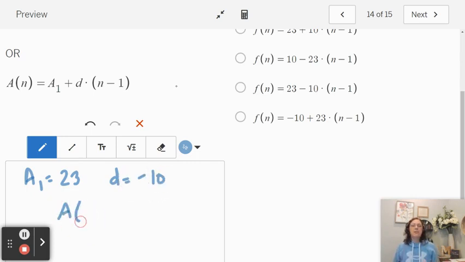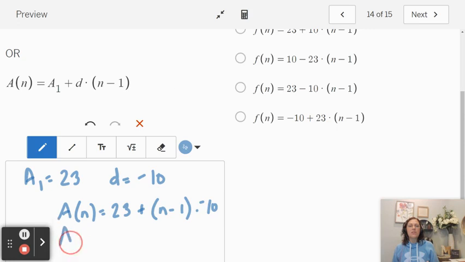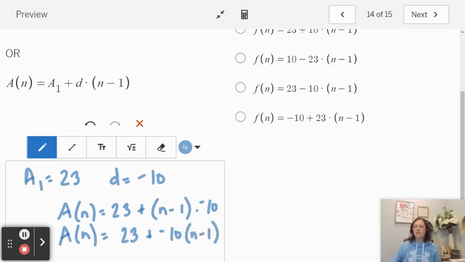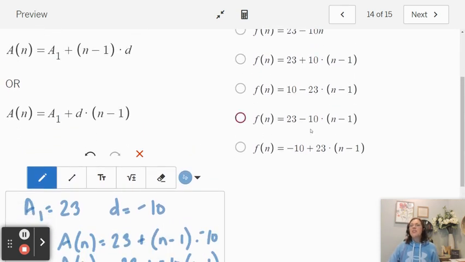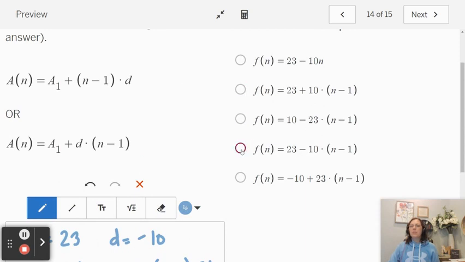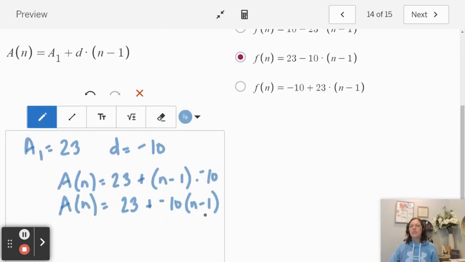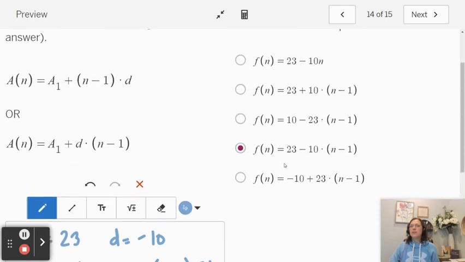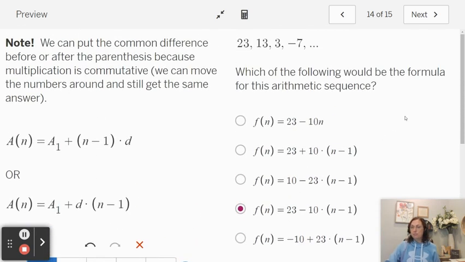Now, previously, we would have written that as the 23 plus the parentheses n-1, and then we would have multiplied by negative 10. What we're saying now is, hey, you could write that with the negative 10 in front of the parentheses. And you'd be right. Okay, and so the one that would have to be correct here would be this one. Notice it, we just move the negative 10 in front of that parentheses and we get the same thing. All right. I got one more practice problem as we finish up here.